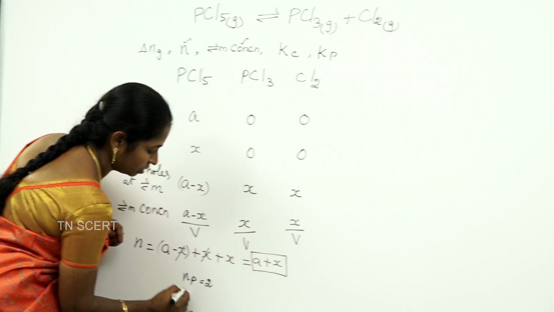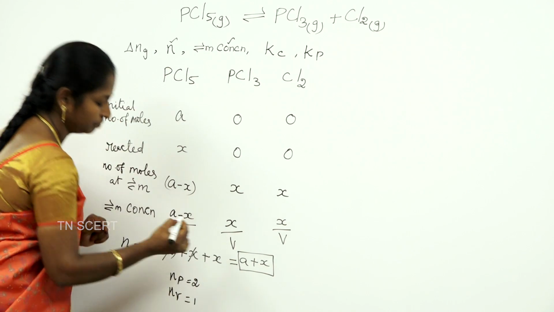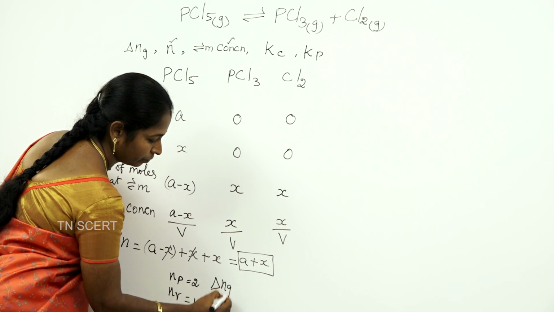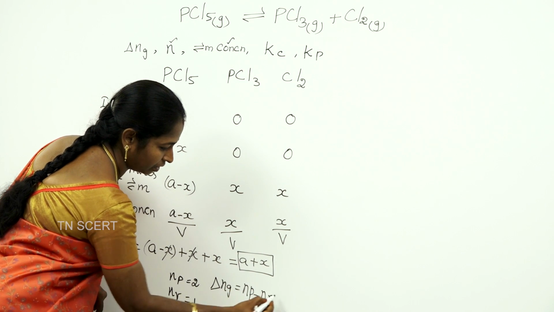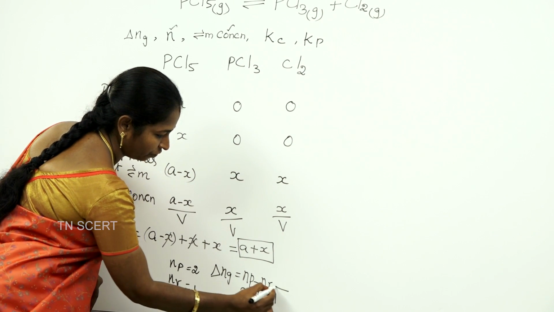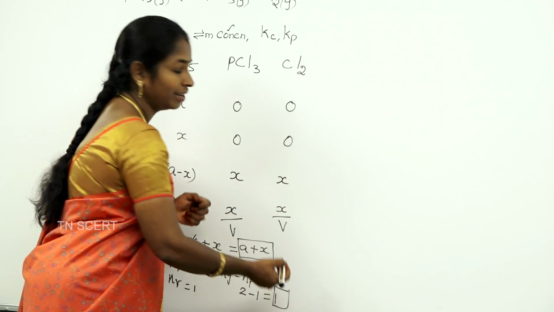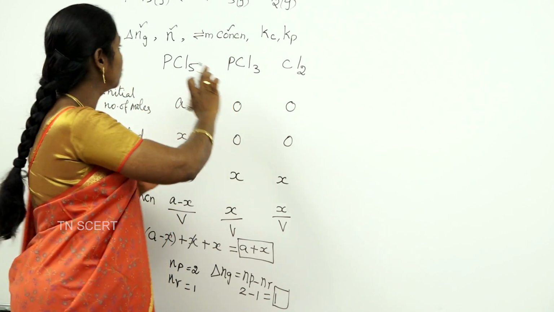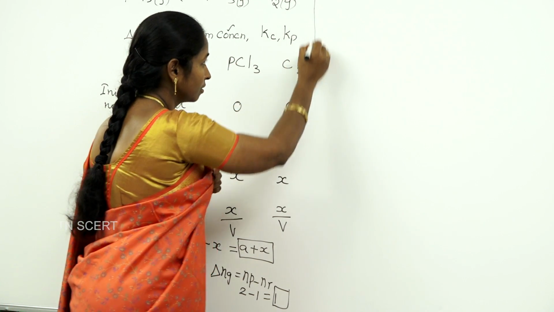So, the number of moles of reactants in the gaseous state is equal to 1. This delta Ng is equal to Np minus Nr, which is equal to 2 minus 1, that is equal to 1. This is the value of delta Ng. Now, let us derive the Kc and Kp values using delta Ng, n and equilibrium concentrations.